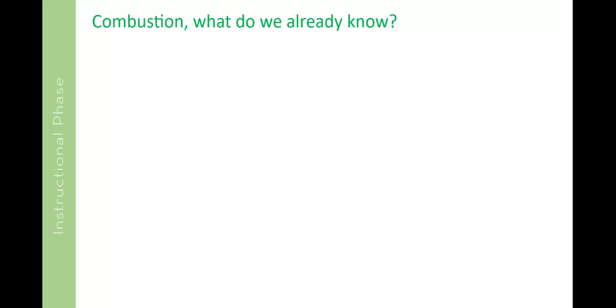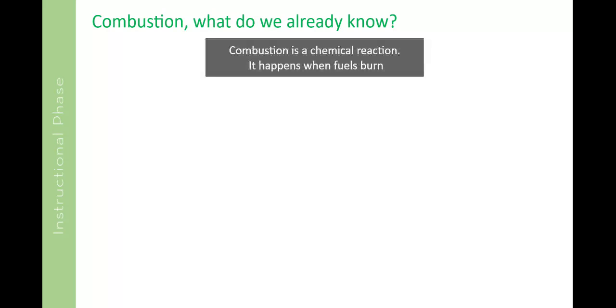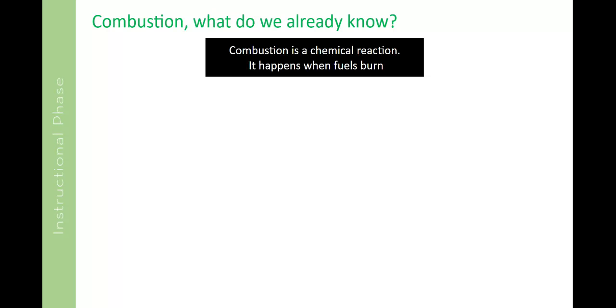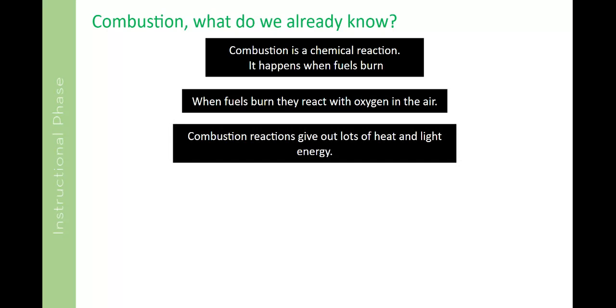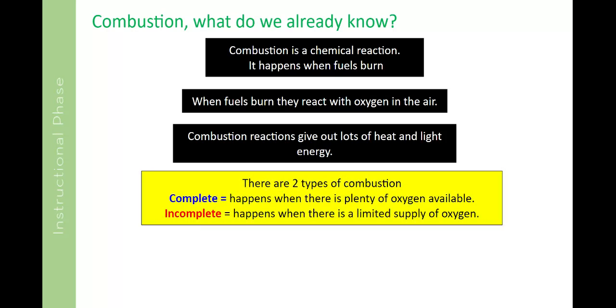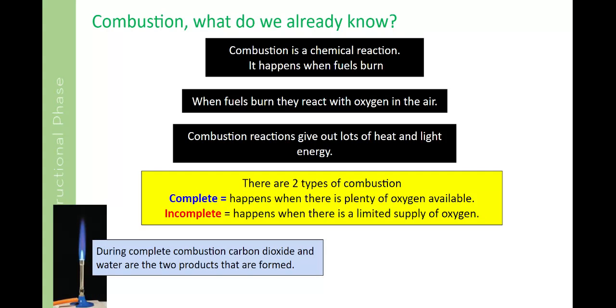So what I think you should remember is combustion is a chemical reaction. It happens when fuels burn. We know that when fuels burn, they react with oxygen, and that oxygen usually comes from the air. Combustion reactions give out lots of energy. We know that they give out lots of heat energy and lots of light energy. We know there are two types of combustion, complete and incomplete. Complete combustion happens when there's plenty of oxygen and you get carbon dioxide and water produced.